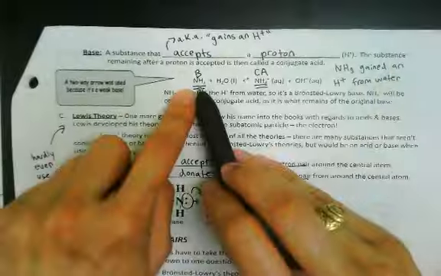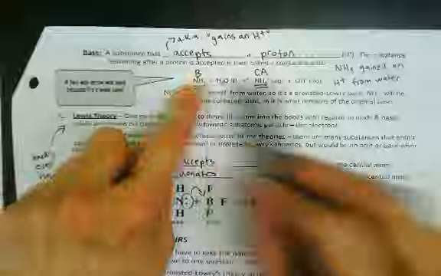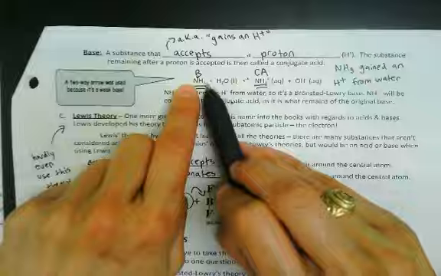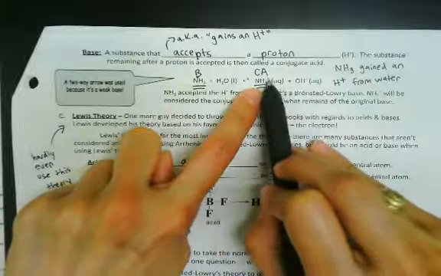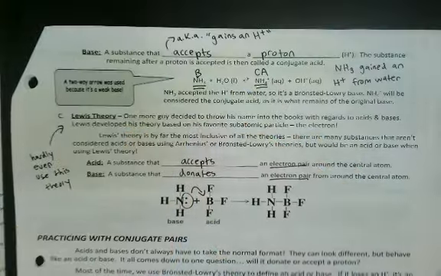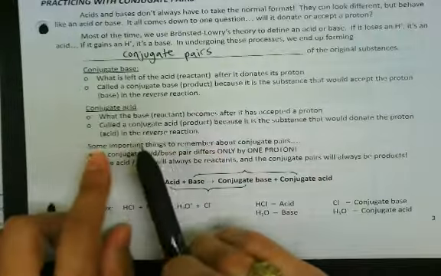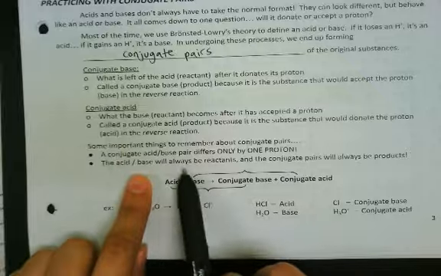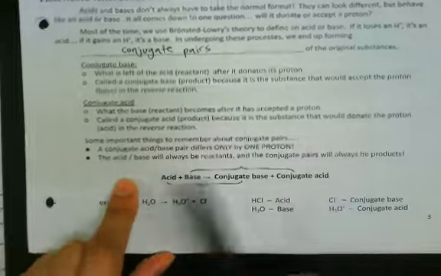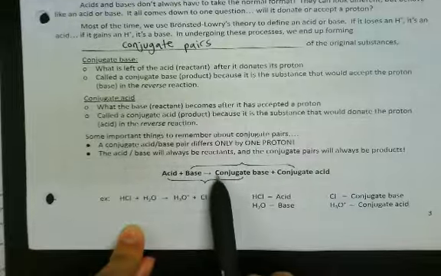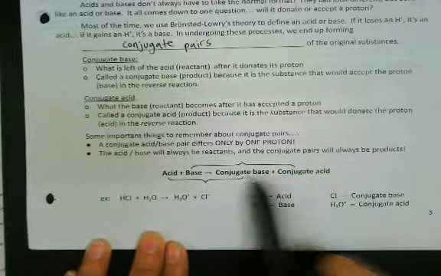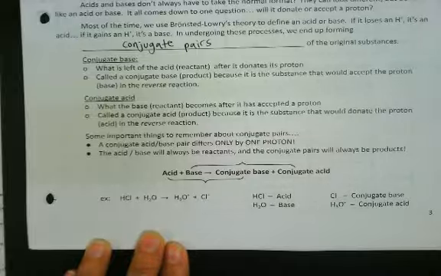Up here, for example, I showed you that the NH3, the base, and its conjugate acid differed by only one proton. I have NH3 here, whereas I have NH4+ here. This just has one more proton than the base. And the conjugate acid and conjugate base will always be the products. The acid and the base will always be the reactants. So acid and base, arrow or two-way arrow, depending on if it's a weak or a strong acid or a weak or strong base. And then conjugate base and conjugate acid on this side.